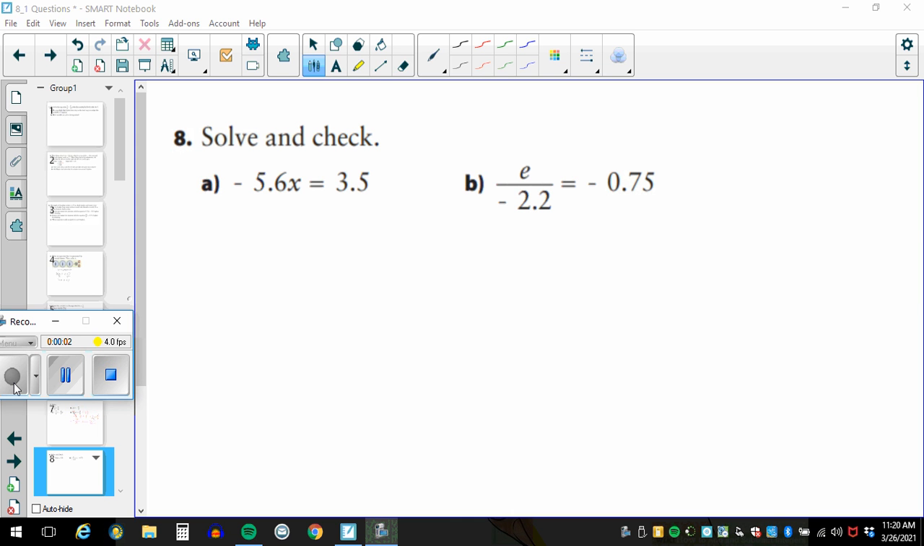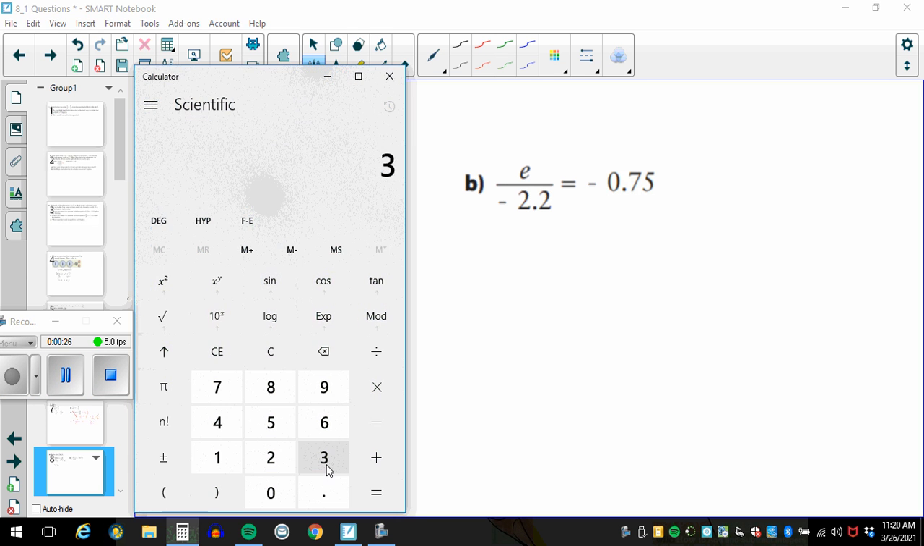Okay, this is a continuation of 8.1. This is question 8 on. We have very easy questions now because instead of having fractional coefficients, we have the same thing except we have decimal coefficients. Of course, we know that decimals and fractions are the same thing. So all we have to do here is divide by the coefficient of negative 5.6, and I'll have the answer of x. So grab a calculator.